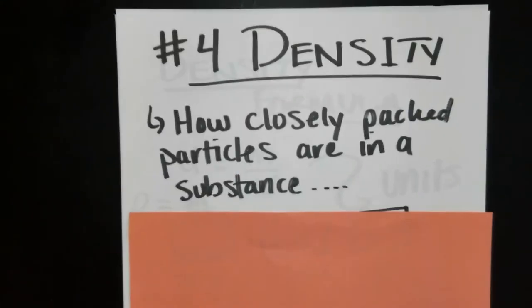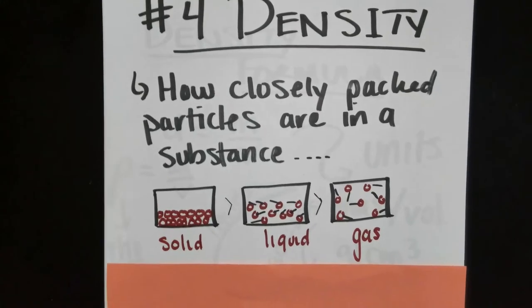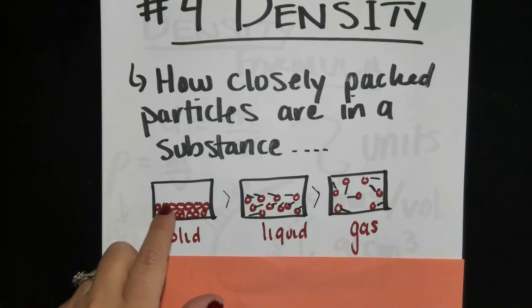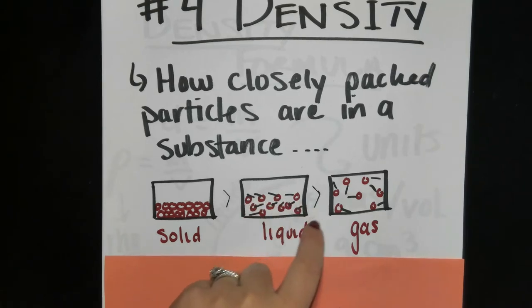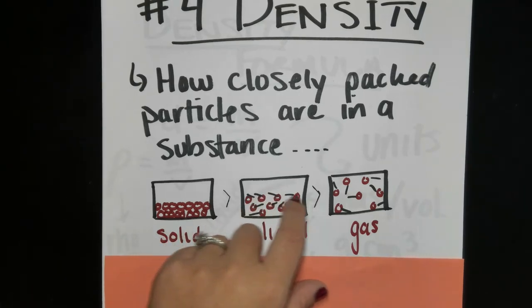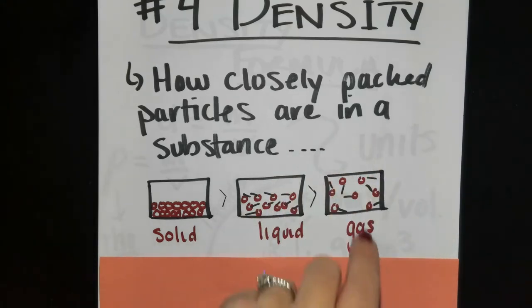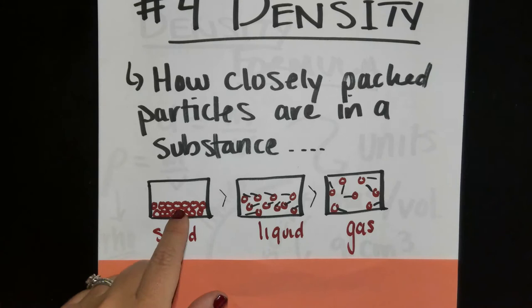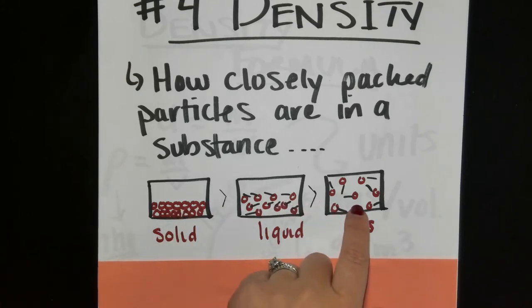So density is how closely packed particles are within a substance, okay? So some pictures that I drew for you to look at. Look at the particles in a solid, how close they are together, compared to the particles in a liquid, they're still pretty close together, but they move past each other. And then the particles within a gas, they're just all over the place, spread really far apart, bouncing off of the walls of the container, okay? If we looked at these three samples, we would say that the solid is more dense than the liquid, which is more dense than the gas.